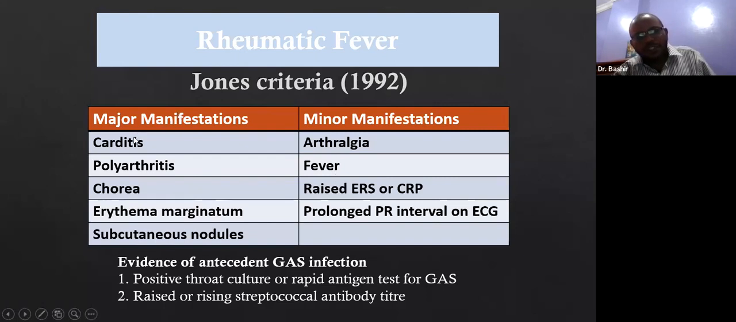Regarding diagnosis, we have to have 2 major, or 1 major and 2 minor, plus evidence. There should be evidence of antecedent group A streptococcal infection, like positive throat culture or rapid antigen test, or raised or rising streptococcal antibody titer, rising ASO titer, or even scarlet fever. If the child has scarlet fever, some people think it is evidence of group A streptococcal infection.